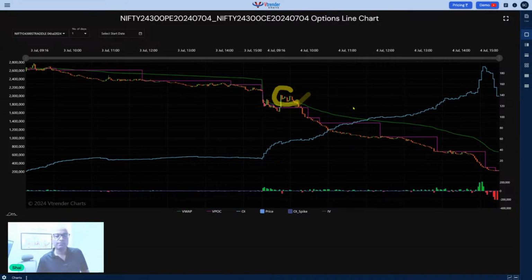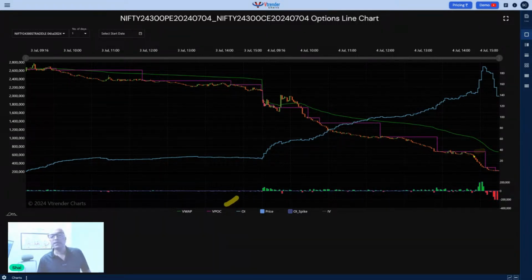All you need to do in a straddle chart, and this is basics, is watch if the straddle stays below the VWAP. But more importantly, you also have to watch the zones where that volume was traded. And for us, that information is given by the VPOC line.